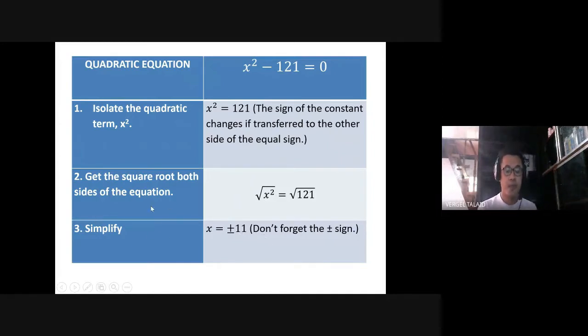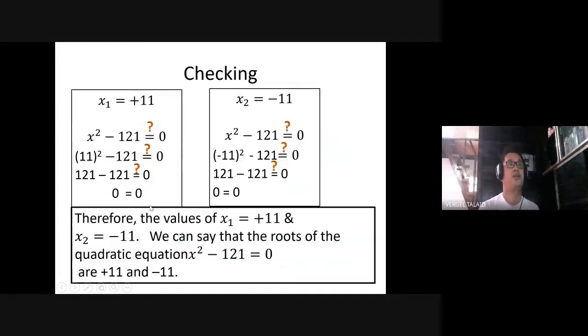To check whether our answer is correct, substitute 11. So that becomes 11 squared is equal to 121, minus 121 is equal to 0. For negative 11 squared, that is 121 still, minus 121 is equal to 0. Don't forget that if you are going to check, use the original equation. Therefore, the roots of the quadratic equation x squared minus 121 are positive 11 and negative 11.